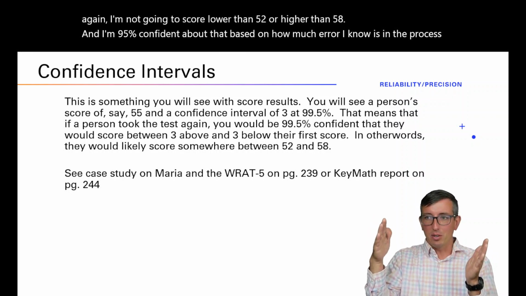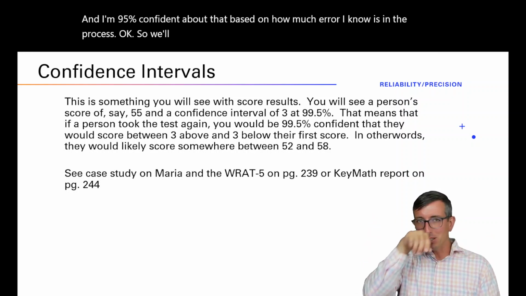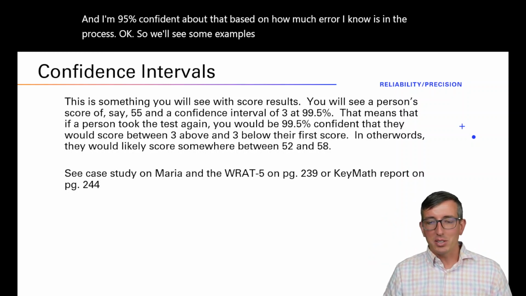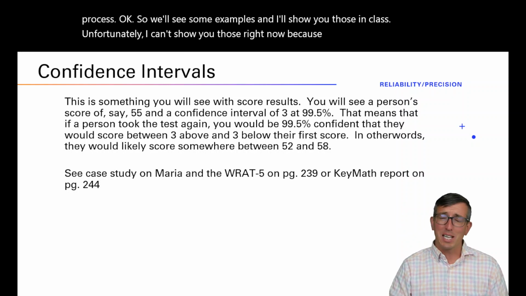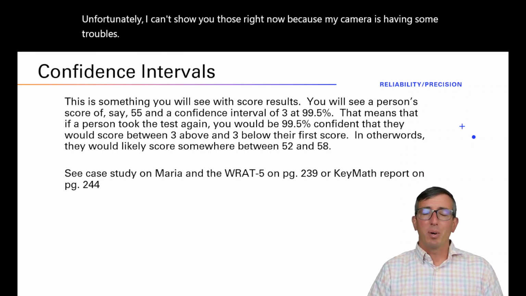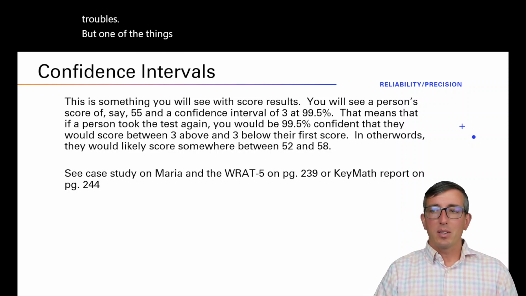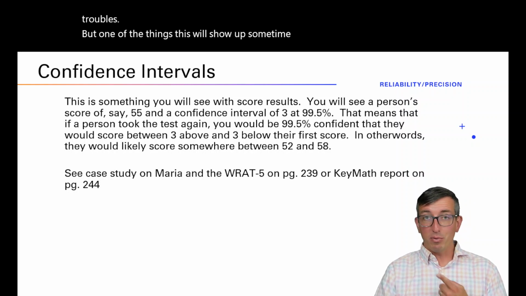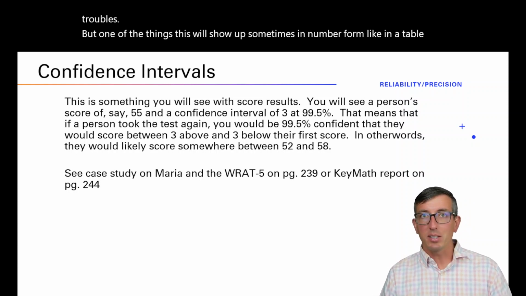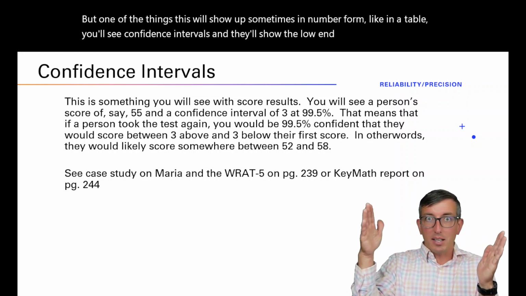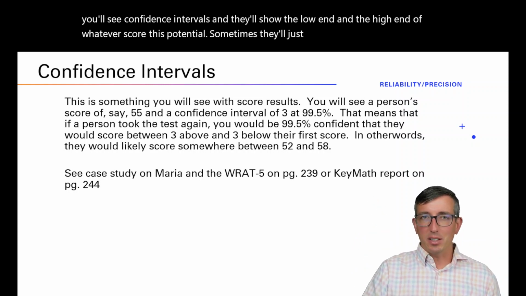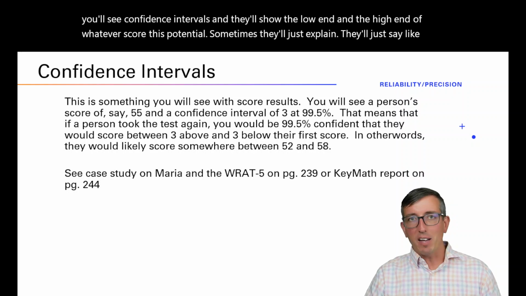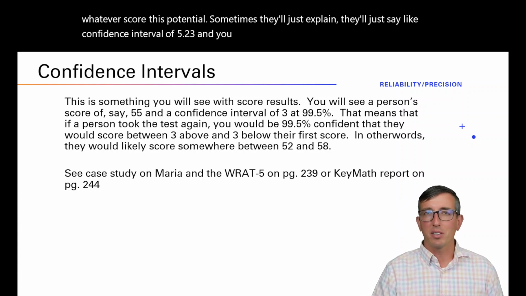Okay. So we'll see some examples and I'll show you those in class. Unfortunately, I can't show you those right now because my camera is having some troubles. But this will show up sometimes in number form, like in a table, where you'll see confidence intervals showing the low end and the high end of whatever score is potential. Sometimes they'll just say something like confidence interval of 5.23 and you have to do the math yourself.